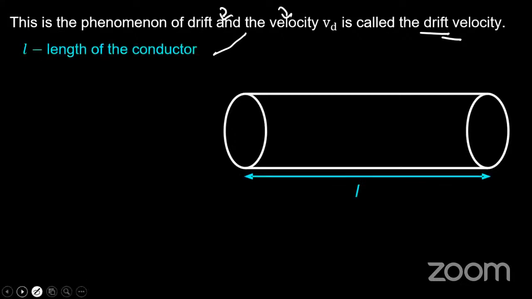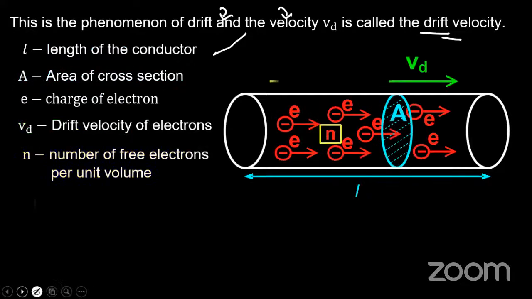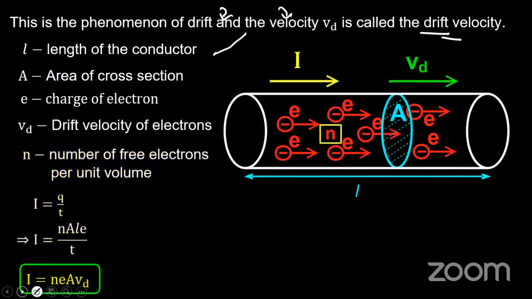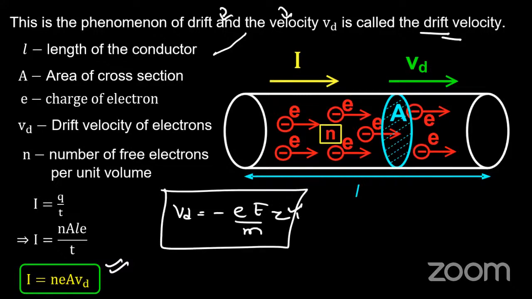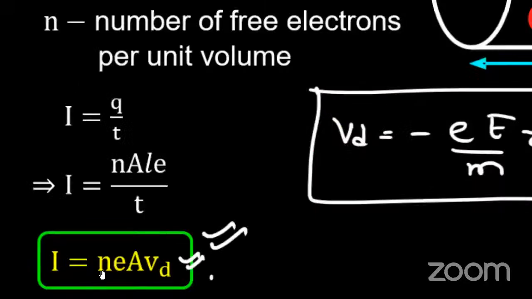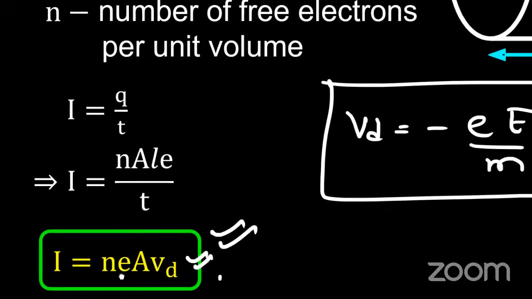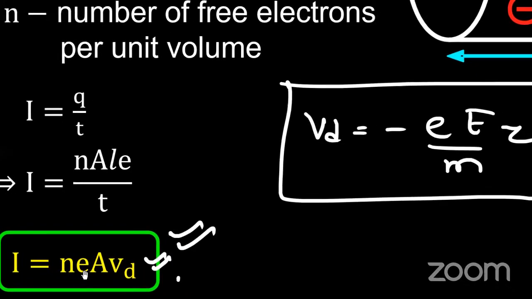And now let us see some more new things. There is one more formula, of the current in the form of drift speed. Drift speed क्या होता है? Drift speed is minus e by m tau. This is drift speed, tau is the time constant. But current in the form of drift speed is given by this formula. I think I need to highlight it. So I'm highlighting this formula. I think you're able to see it. देख रहे हो ना?